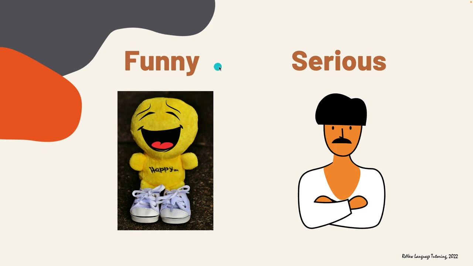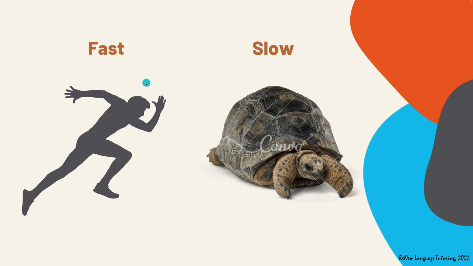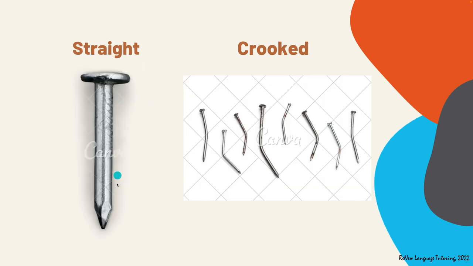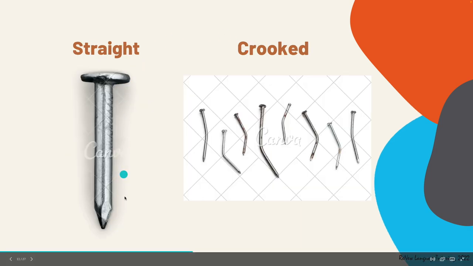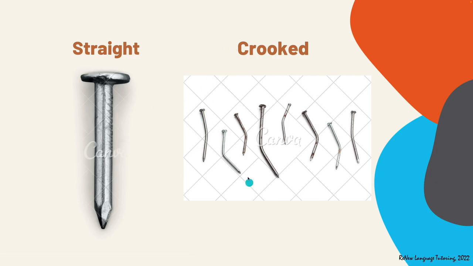Then we have funny, like this picture, and serious. Funny, serious. Fast, like this runner, and slow, like this turtle. Fast and slow. Straight, you can see this nail is straight. And here we have crooked. These nails are crooked. Straight, crooked.